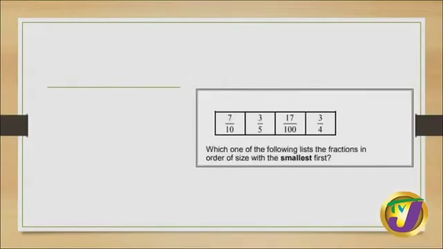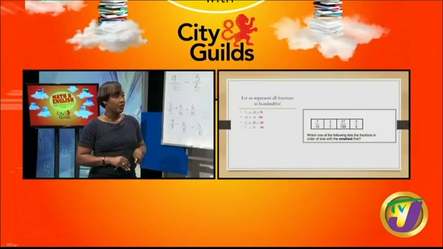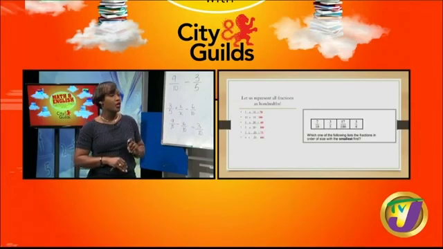Awesome. All right, so this one says, which of the following lists the fractions in order of size with the smallest first? So what you want to do now, you have 7/10, 3/5, 17/100, 3/4. Hey, these fractions are all of different denominators, all of different wholes. So we have to bring about some amount of uniformity. Let's represent them all as hundredths. So 7/10 can be represented as 70 hundredths, 3/5 as 60 hundredths, 3/4 as 75 hundredths, and we already have the 17 hundredths.